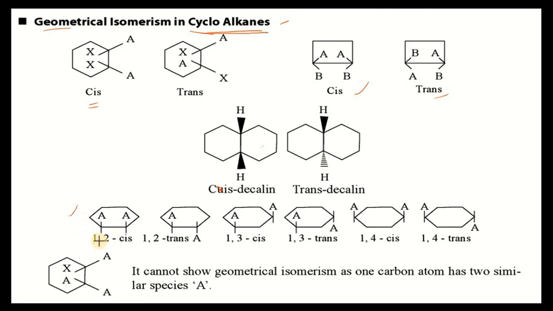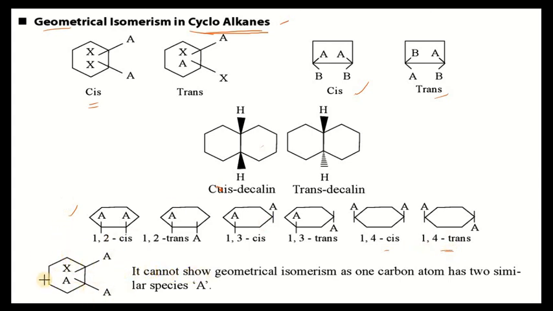Here, if you observe, this is 1,2-cis. Here, opposite, 1,2-trans. On alternate carbon atoms, 1,3, this is 1,3-cis. Here 1,3 is trans. After leaving 2 carbon atoms, this is called the 1,4-cis form. This is the 1,4-trans form.